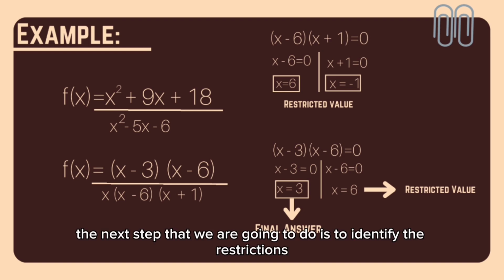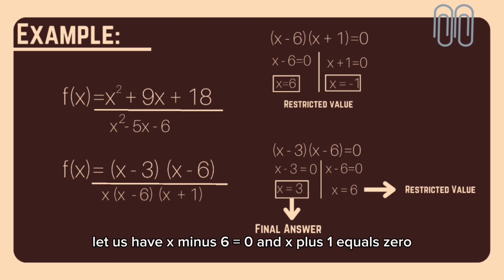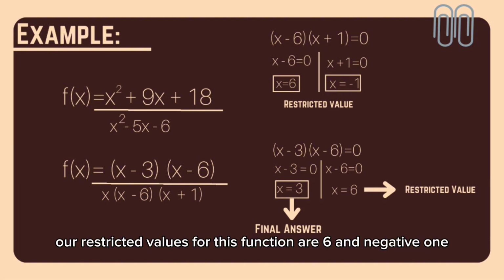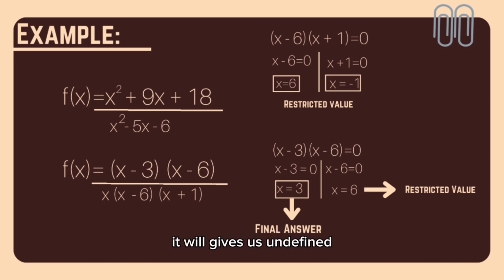And the next step that we are going to do is to identify the restrictions. So let us set the denominator equal to 0. So that is quantity of x minus 6 times the quantity of x plus 1 is equal to 0. Let us have x minus 6 equals 0 and x plus 1 equals 0. Then let us move negative 6 and positive 1 to the other side of the equation. It will give us x equals 6 and x equals negative 1. Therefore, our restricted values for this function are 6 and negative 1. If we're going to substitute 6 and negative 1 in the given function, it will give us undefined.